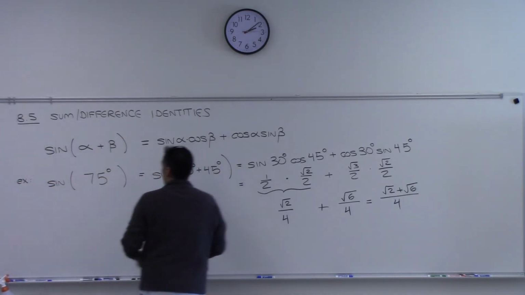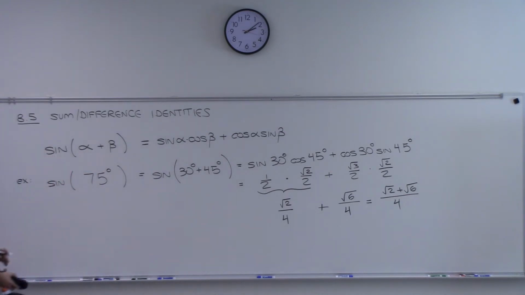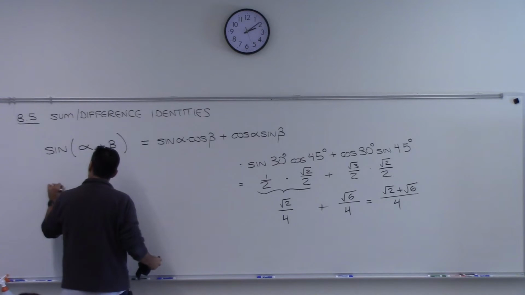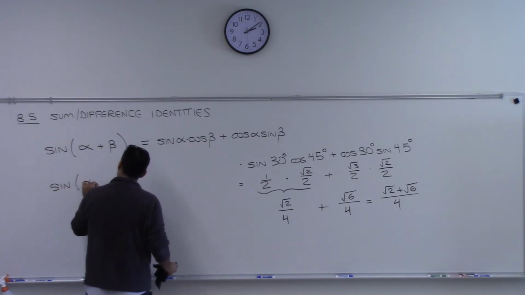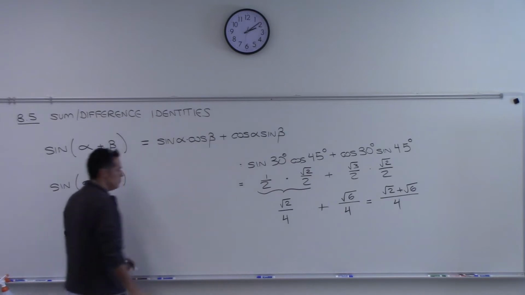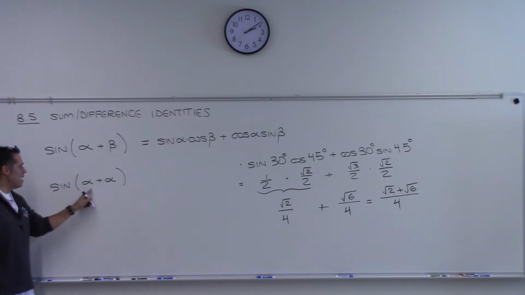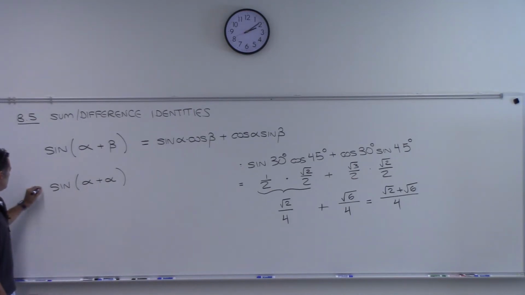All right, I have a question for you. If you believe this is true, what would this be? There's another example. What would sine of alpha plus alpha be, according to this formula? If I told you to take the same angle and add it together, well, wouldn't that be the same as doing sine of, what's alpha plus alpha? 2 alpha, right? Alpha plus alpha is 2 alpha. So if I asked you for sine of 2 alpha, wouldn't it be this?